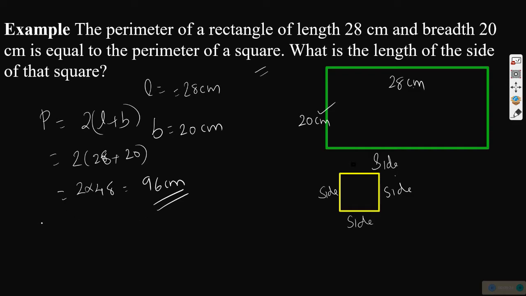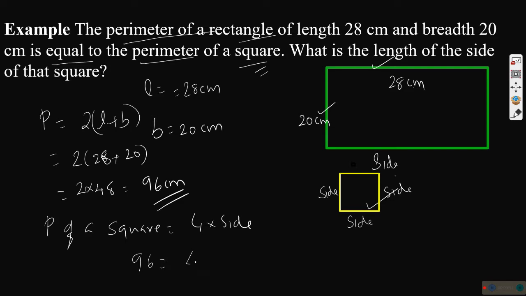Now, the perimeter of a square is equal to 4 into side, and it is said that the perimeter of a rectangle is equal to the perimeter of a square. This rectangle's perimeter is the same; I made the square smaller, but its perimeter is also equal. So equal means this 96 is equal to 4 into side. 96 is equal to 4 into side.